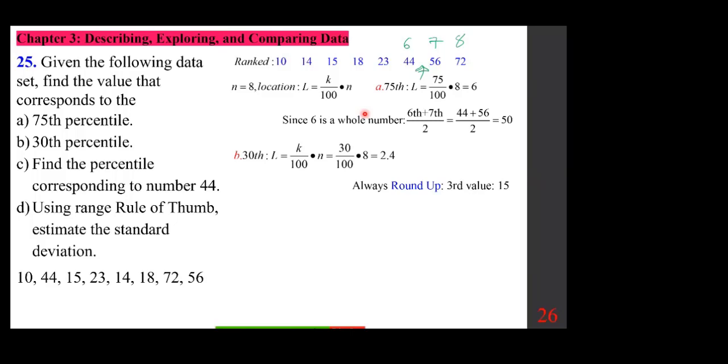The next part, finding the percentile value that corresponds to this number. The methodology is you locate the number. So 44 is here, everybody. You locate the number and you say how many numbers are below that. In this case, this is number 6, so there are 5 below that, that means 5 out of 8. And that's the answer, 5/8.